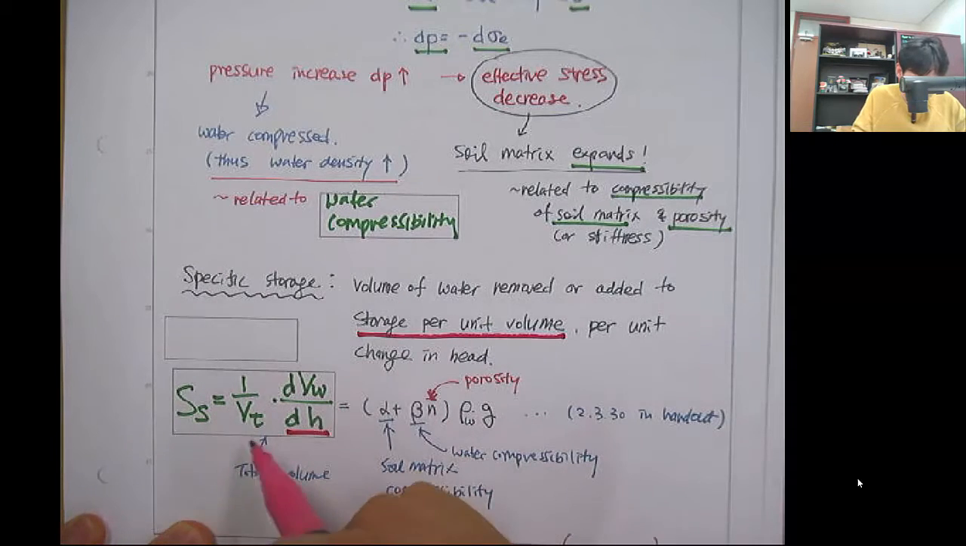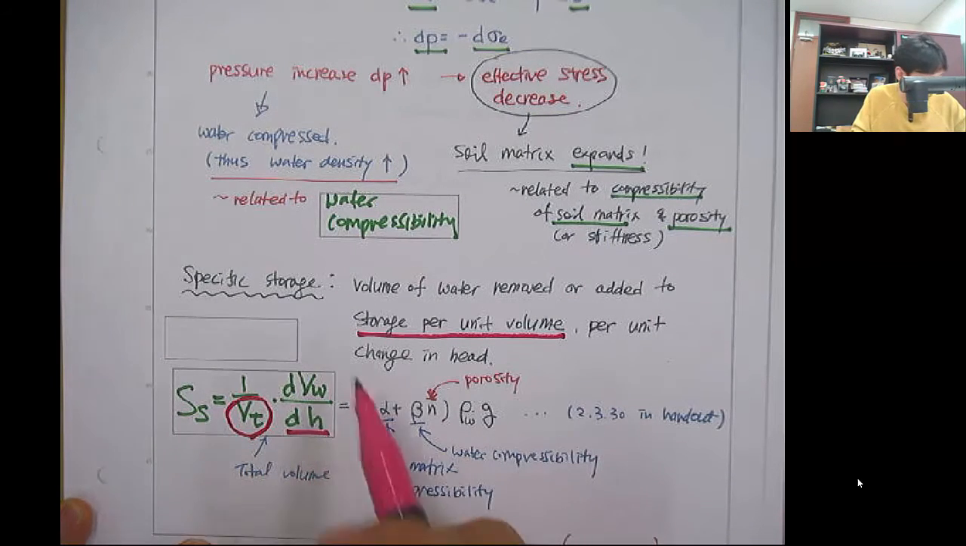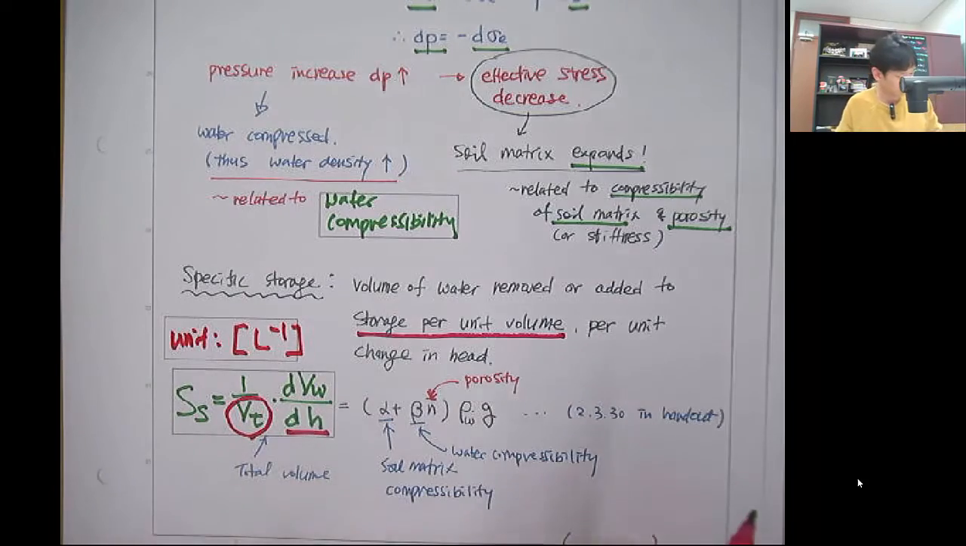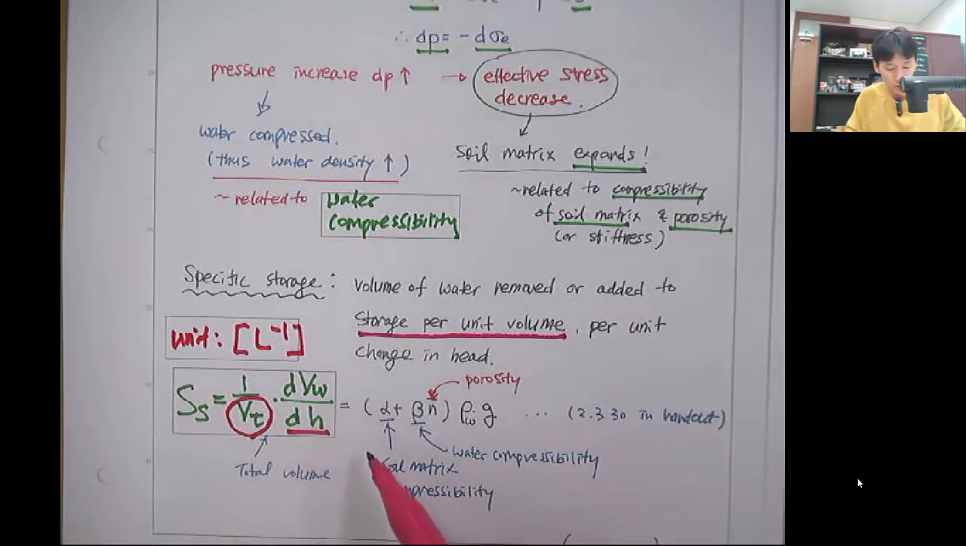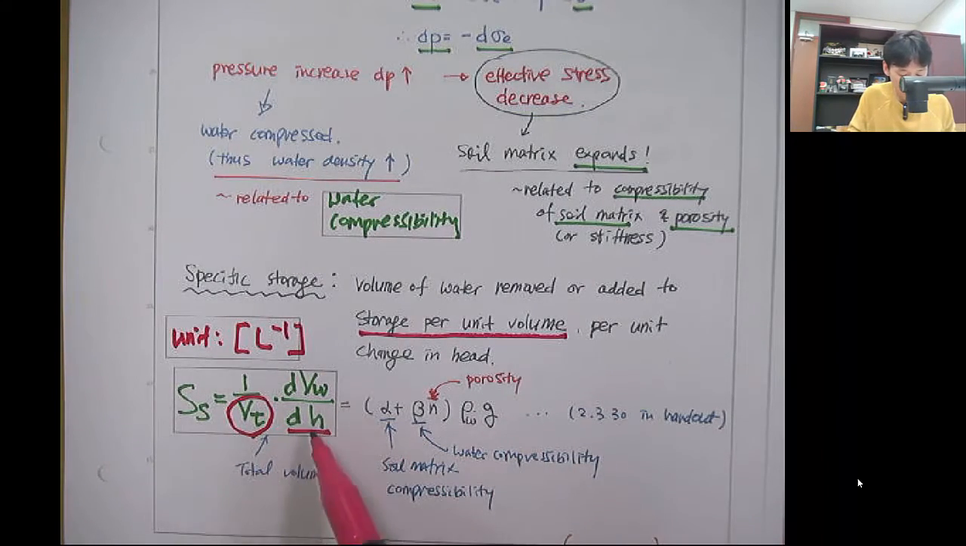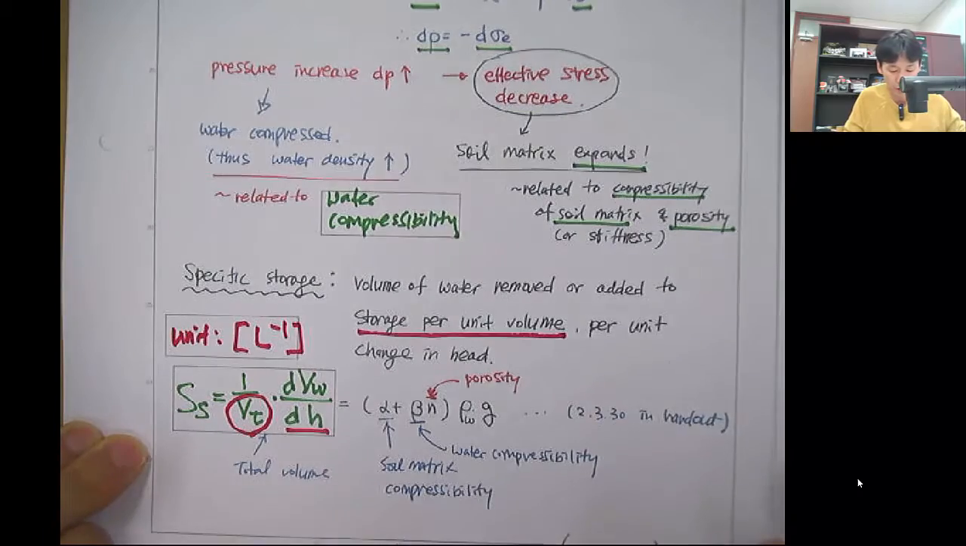So this Vt is the total volume of the aquifer. So the unit will be, here the volume is divided by the volume, so it will cancel out. And so you have the head, which is in the length dimension. So the unit will be 1 over length. And this specific storage can also be expressed in terms of the soil matrix compressibility alpha, the water compressibility beta, and the porosity times the water density and the gravitation. The derivation from this equation to here is also described in detail in the handout. We're going to go over the handout in the class later.